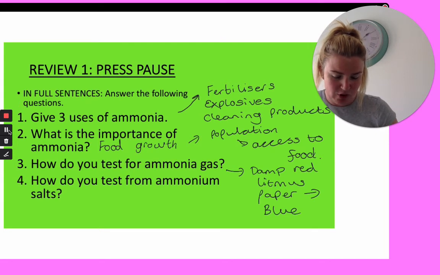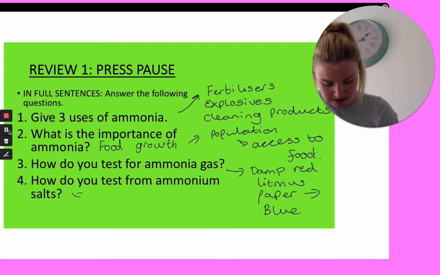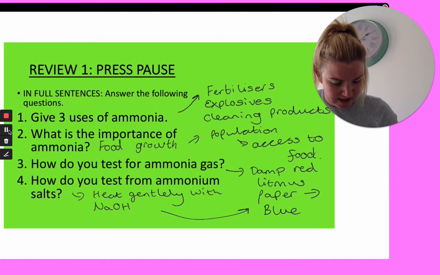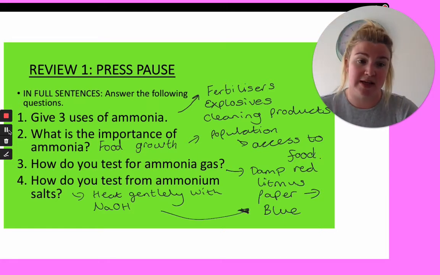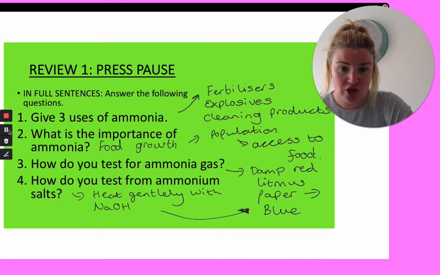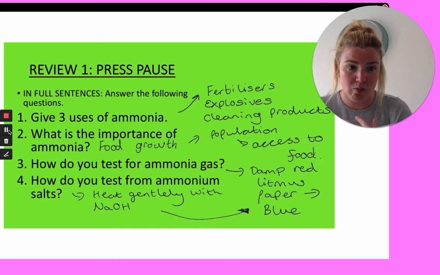How do you test for ammonia salt? So ammonia mixed with something else. You need to heat gently with NaOH, so sodium hydroxide, and then you just repeat that experiment. So once it's heated with the NaOH, ammonia gas should be given off. So that's just a background about ammonia, what ammonia is.